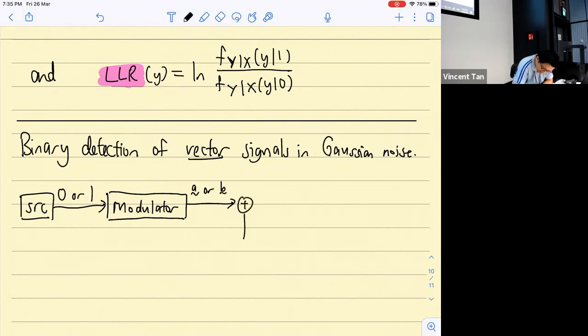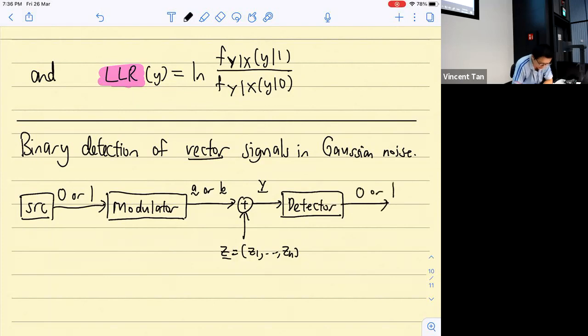Then we add on some noise, which is the vector Z, Z1 all the way up to Zn, and we receive the vector Y. Based on Y, we want to design a so-called detector or decoder in order to determine whether the source output 1 or 0, A or B. So we want to output 0 or 1, and we hope that the detector outputs a bit that is the same as what the source emitted.